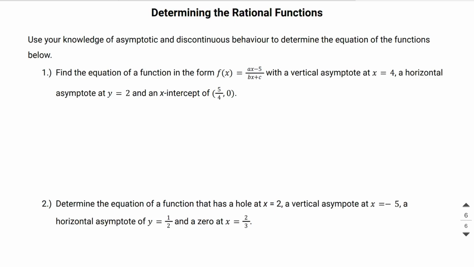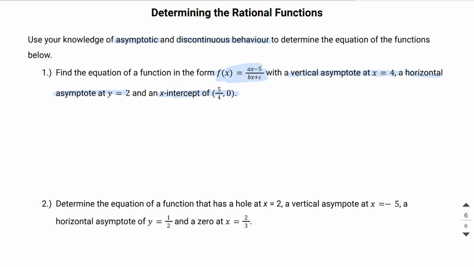Hi people, in this video we're going to use our knowledge of asymptotic and discontinuous behavior to determine the equation of the functions below. So in question number 1, it says find the equation of a function in this form right here with a vertical asymptote at x equals 4, a horizontal asymptote at y equals 2, and an x-intercept of 5 over 4, 0.